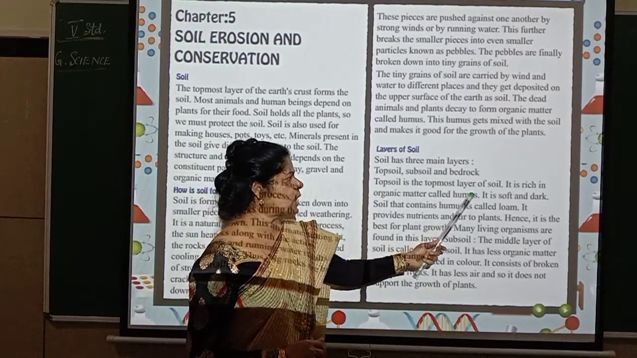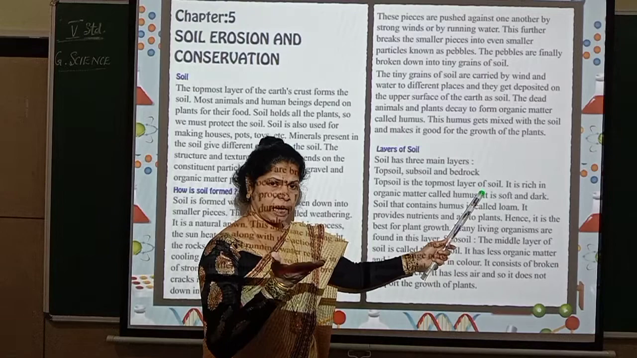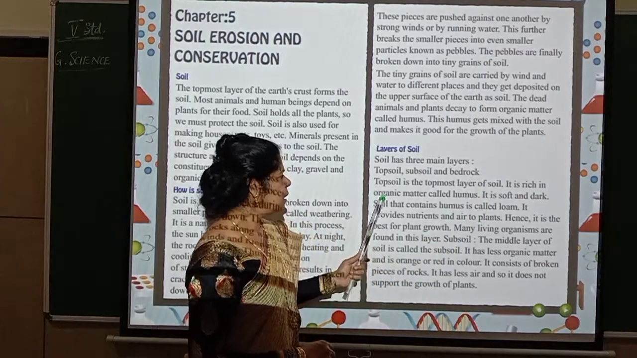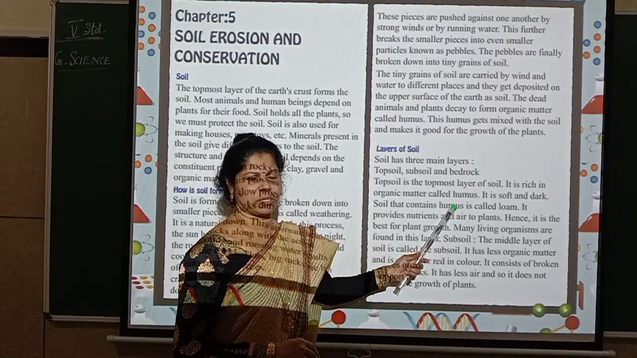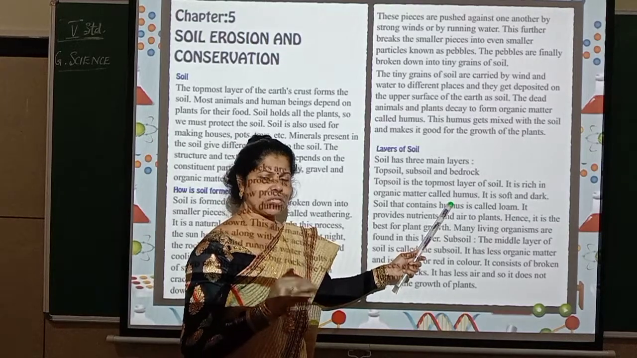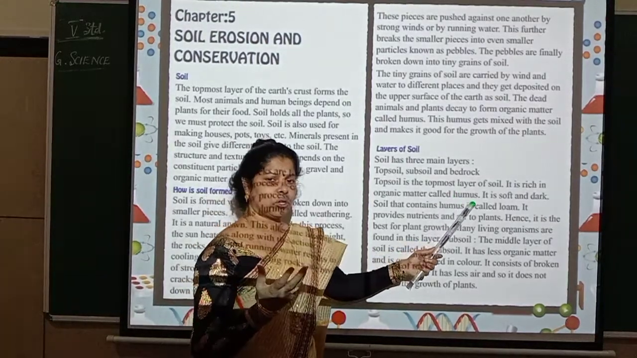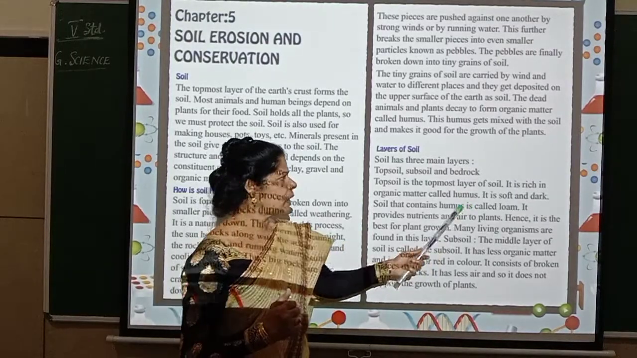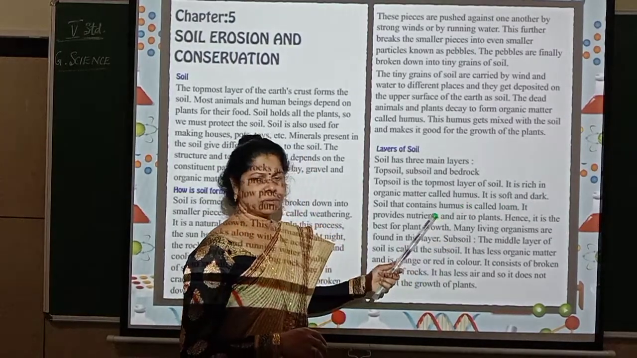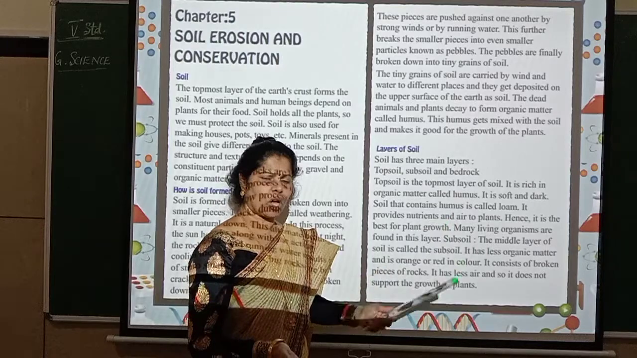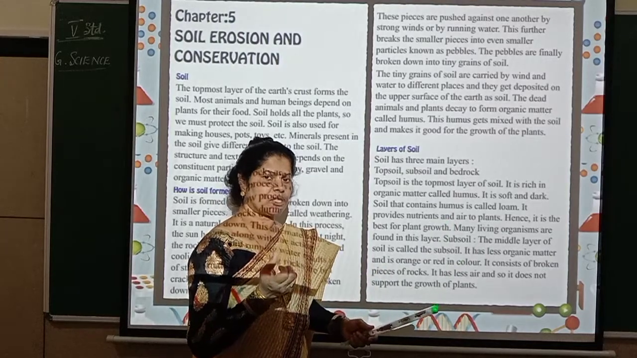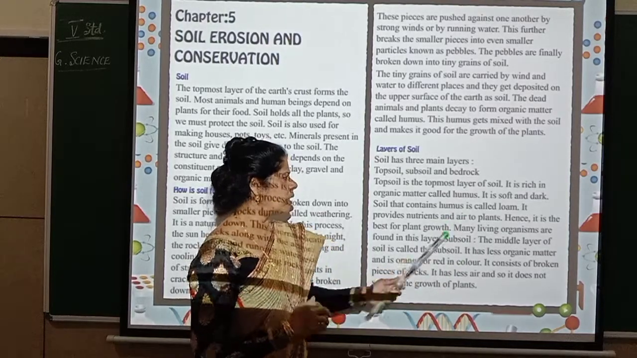Topsoil is the topmost layer of the soil. It is rich in organic matter called humus. So plant and animal products, first where does it reach? It reaches the topsoil. So it is rich with humus or organic manure. It is soft and dark. When you touch the mud of the topsoil, it is soft and it is dark in color.